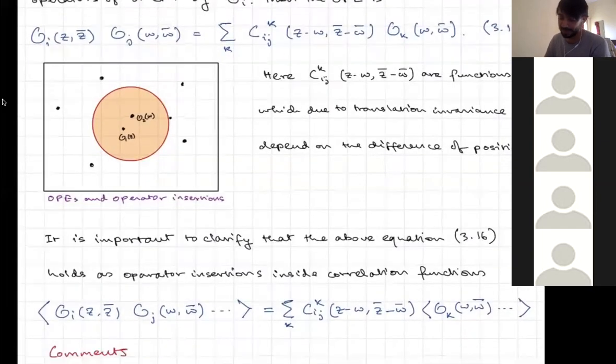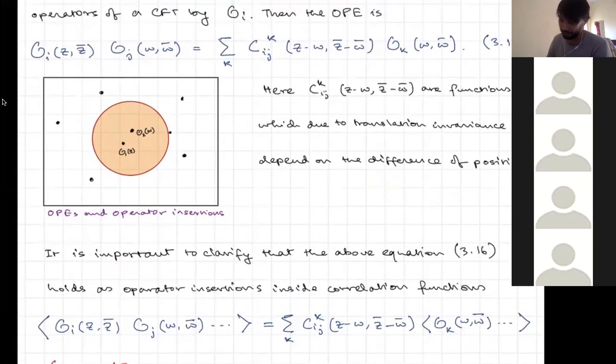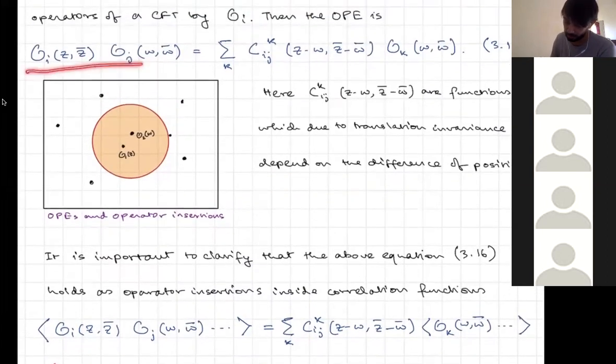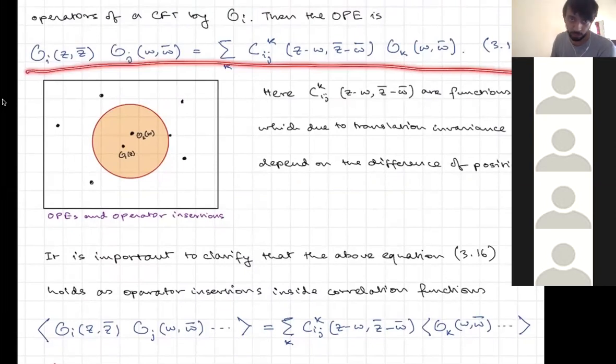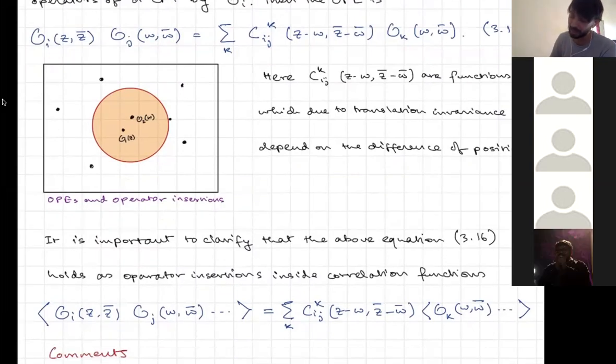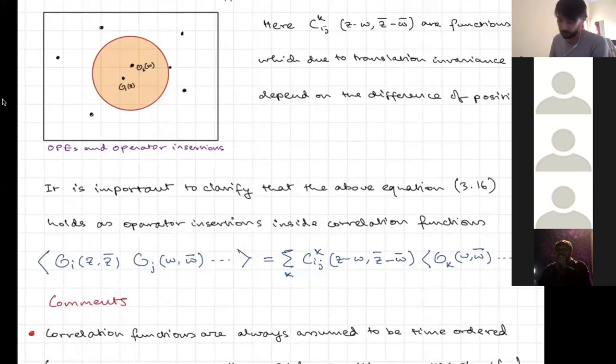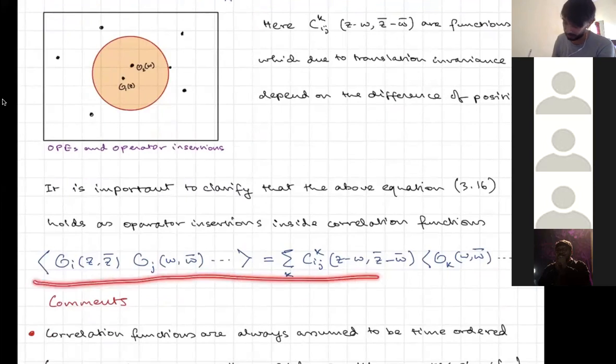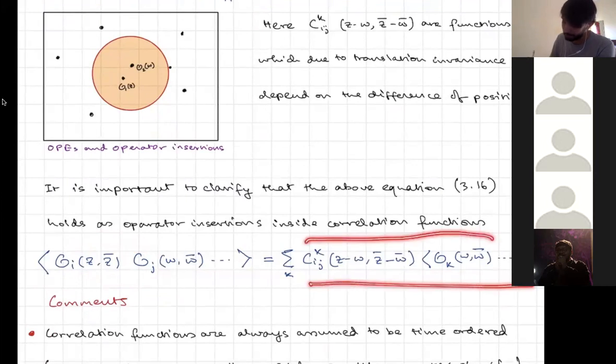Now there's an important thing we need to clarify here. This equation 3.16 only makes sense as an operator equation. It holds when these operator insertions are inside n-point functions. If you have a particular n-point correlation function and you bring these two operators close to each other, then you can replace them in that n-point function by this OPE.